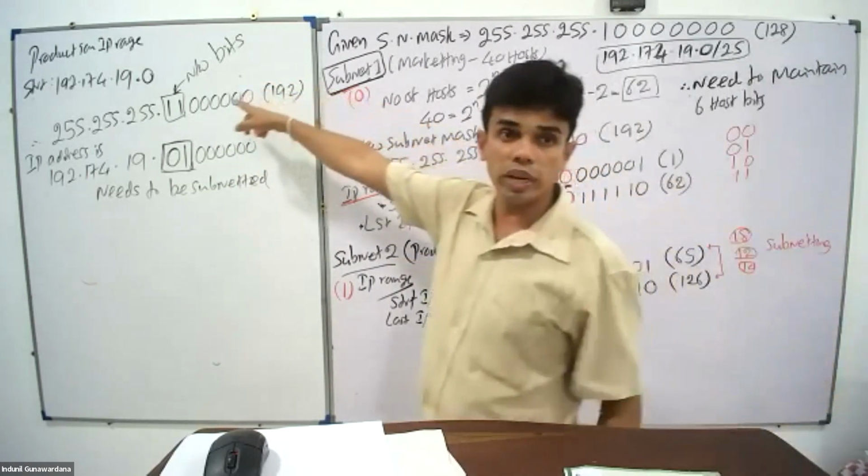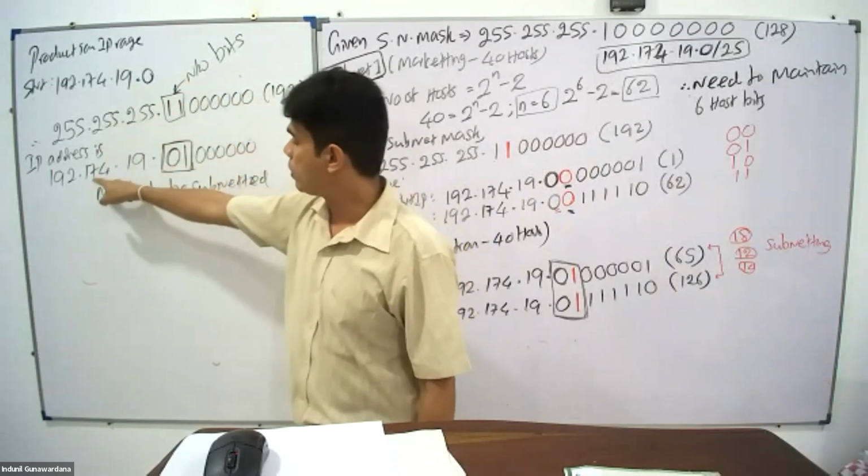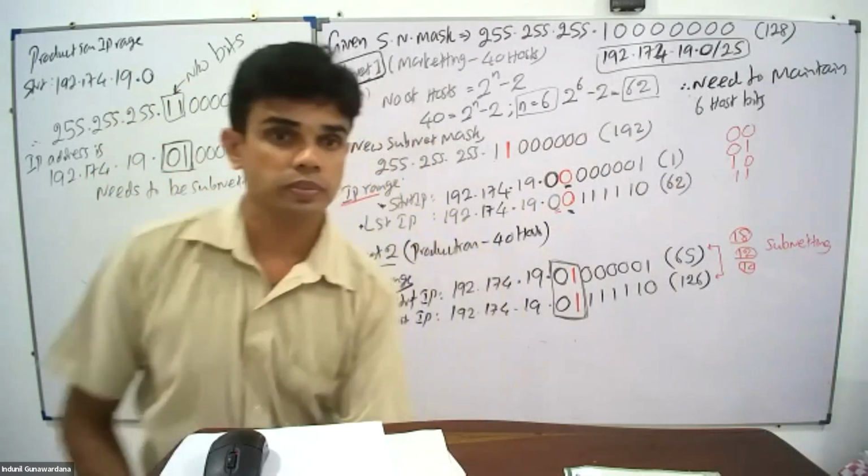So now you may rewrite that. So this is the subnet mask. You highlight this as the network bits. Then the IP address is going to be this, and this should be the network bits.